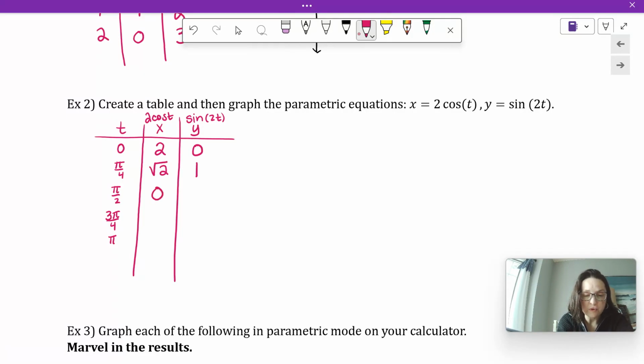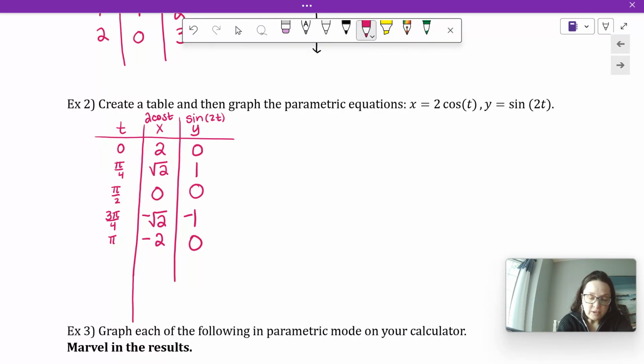Cosine pi over 2 is 0. Sine of pi is 0. 2 cosine 3 pi over 4, that's going to be negative root 2. And the sine of 6 pi over 4, which is 3 pi over 2, that's negative 1. All right, so I kind of see a pattern here. Let's see. Cosine pi is negative 1, so this is going to be negative 2. Sine of 2 pi is going to be 0.